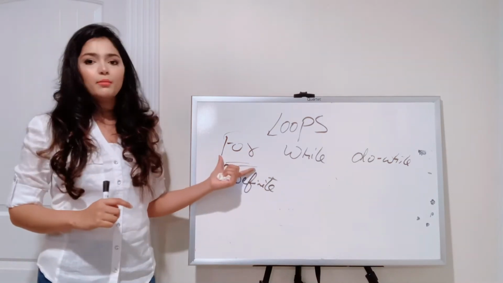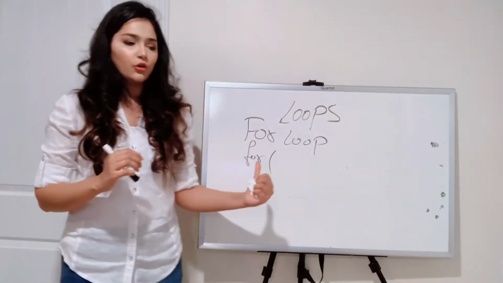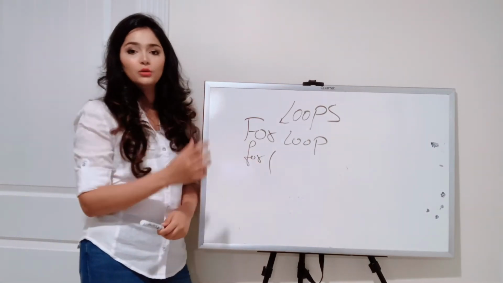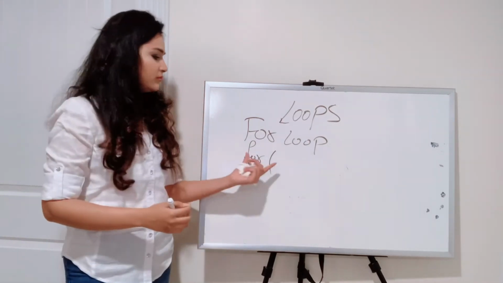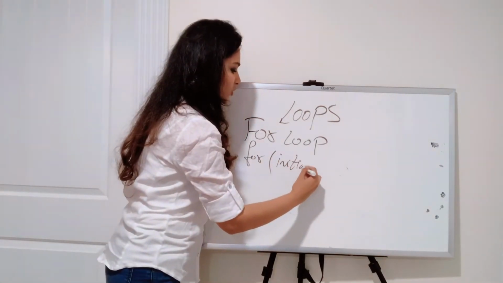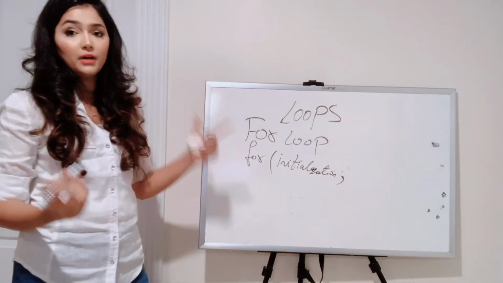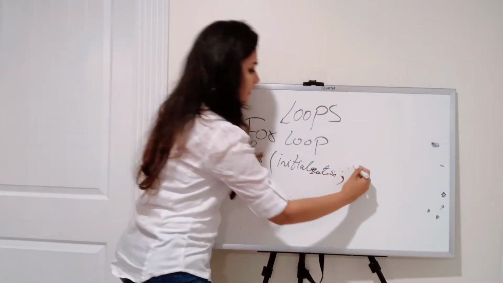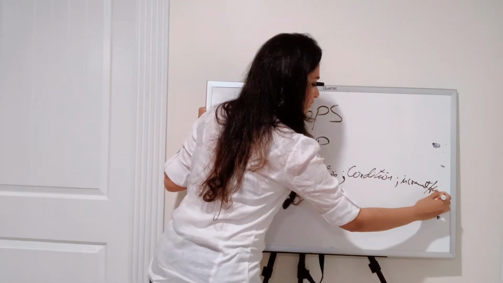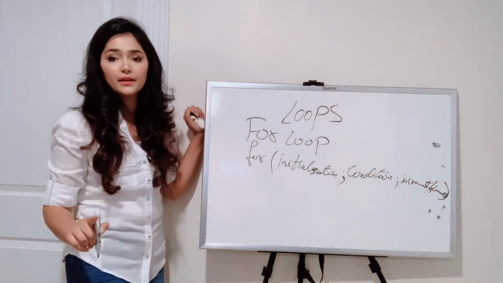So let's talk about for loop. The syntax for the for loop is, we have for as a lowercase for, and we have parentheses. Inside, the first step is initialization, semicolon, and then we have a condition. That's the most important part. And then we have the increment or decrement operator. And there is no semicolon at the end of the for loop.